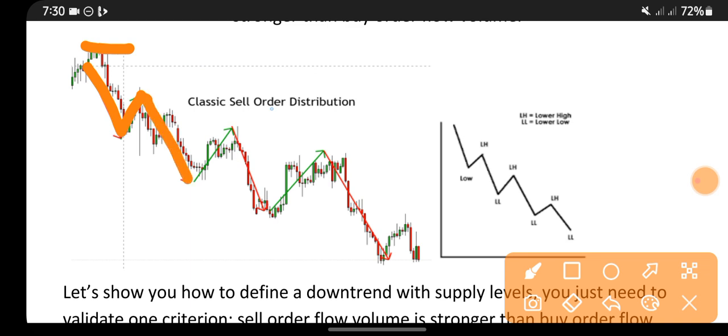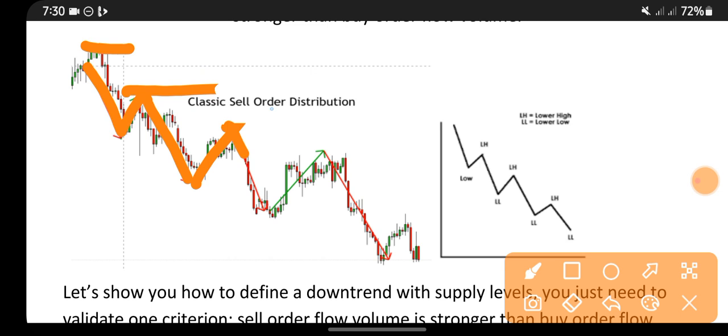It came to make another lower low, and it came to make another lower high. And as you can see, it didn't break this one. It didn't go beyond this one. If it goes beyond that one, that would be a trend change, which we'll talk about soon. But it didn't do that. That means that the price is still in a downtrend. Do you guys understand this?